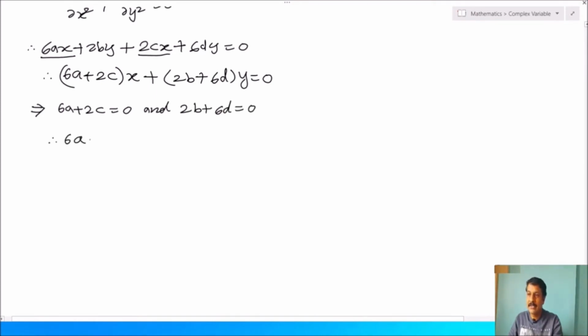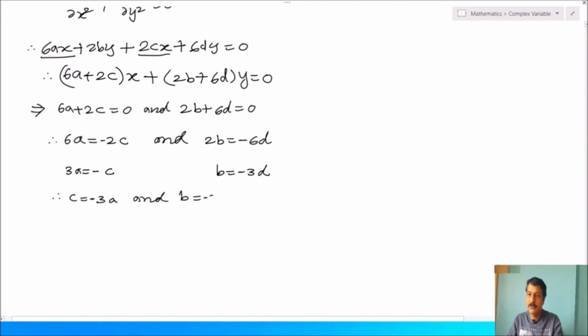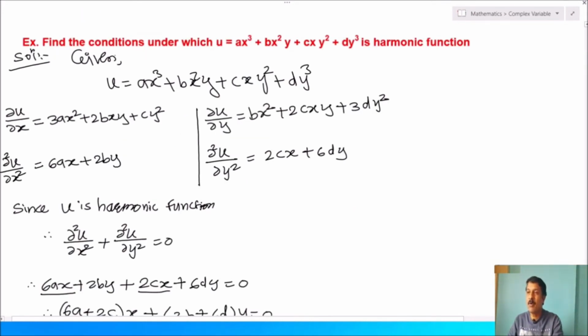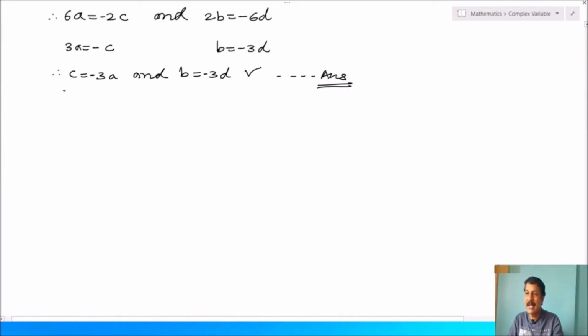And therefore the relation between a and c and b and d is, divide this by 2. So 3a equal to minus c and b equal to minus 3d. So therefore c equal to minus 3a and b equal to minus 3d. These are the required values or relation between a, b, c, d. Note that here we want to find the condition under which this is harmonic function. So therefore these are two conditions. Under these conditions u is harmonic function. So which is your required answer.